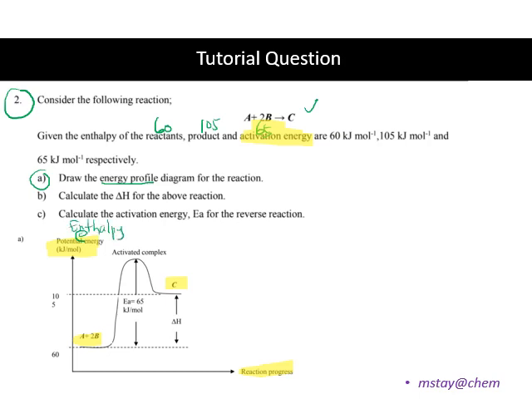Okay, next, you can label the enthalpy for the reactant, which is 60, while the enthalpy for the product is 105. So that's why you know that this is an endothermic process. Okay, then you have to label the activation energy, which is from the reactants to the activated complex. So 65 kilojoule per mole. And then next, you're going to label the delta H.